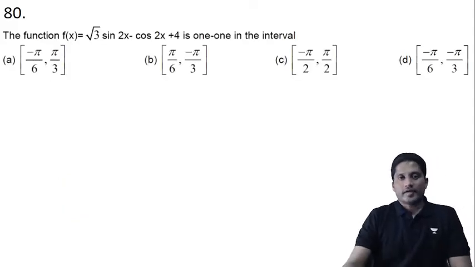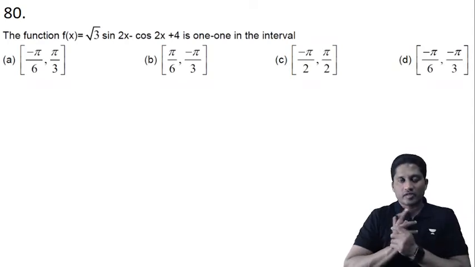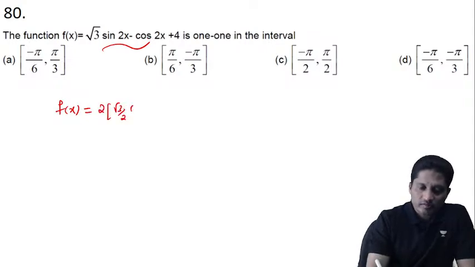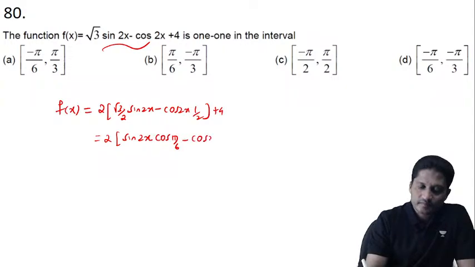Alright, now I should find out where the function f is 1 to 1 in the interval. f of x is equal to, between these two terms, you multiply and divide by 2. This is root 3 by 2 into sine 2x minus cos 2x into 1 by 2, plus 4. 2 into a bracket: sine 2x into cos pi by 6 minus cos 2x into sine pi by 6, and plus 4.